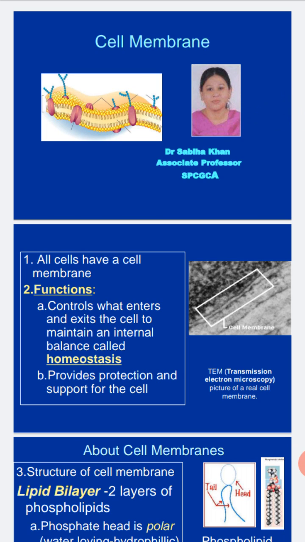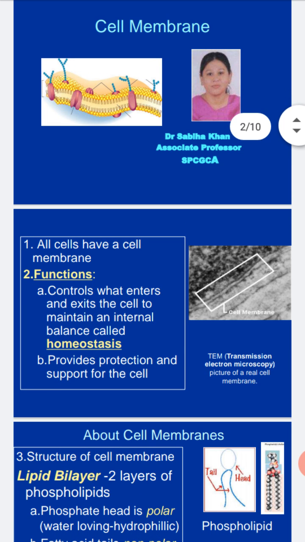Means when the cell is covered by a membrane, only certain substances can enter it and certain substances can come out from the cell. So it is maintaining the internal balance, that is called homeostasis. Homeostasis means it lets some substances go inside and lets some substances come out, so that there is internal balance. That is called homeostasis.